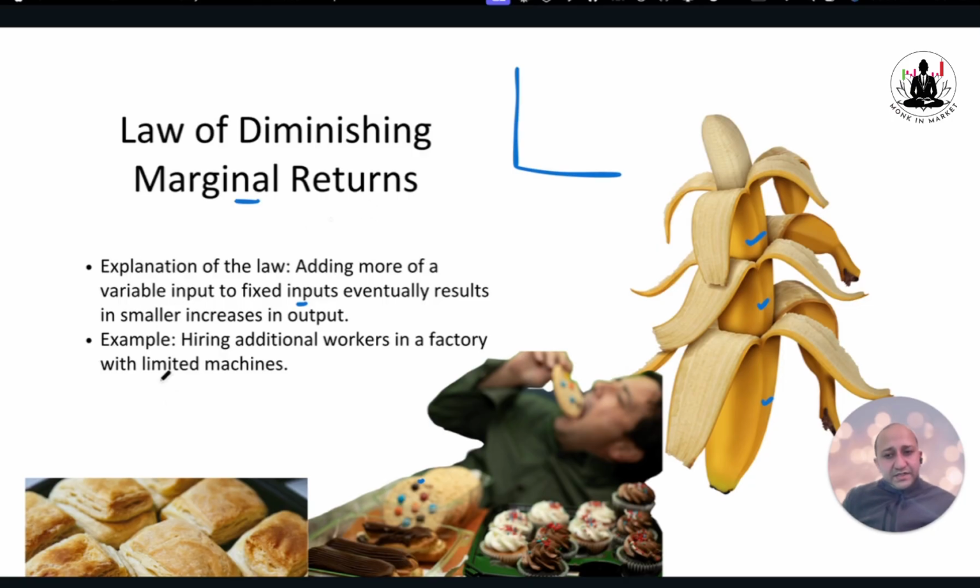So this is what I want to say. What is the law of diminishing returns, marginal returns? Once you produce one product, it's good. Then to produce the second product, it takes some effort. Then from the second product to 1 lakh products, it takes some more effort. And you hit the efficiency, you hit the epitome, and then you start declining. So the best example is hiring additional workers in a factory with limited machines.